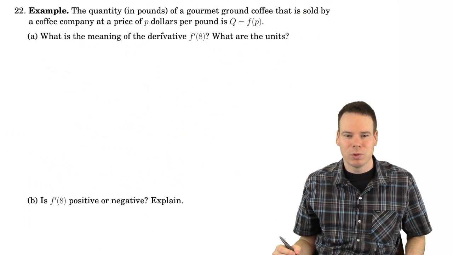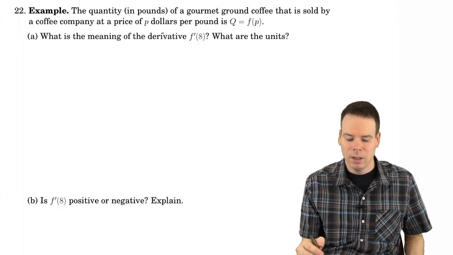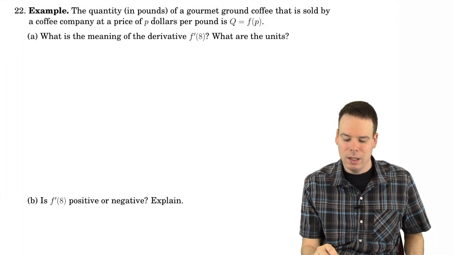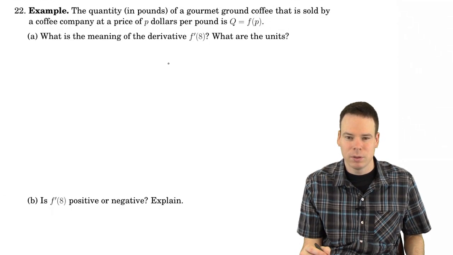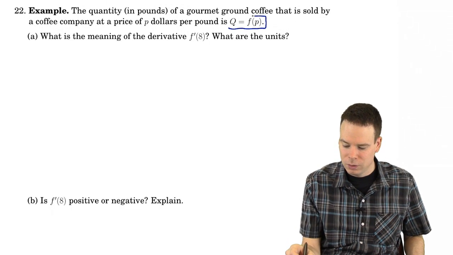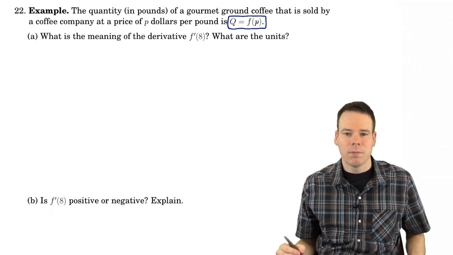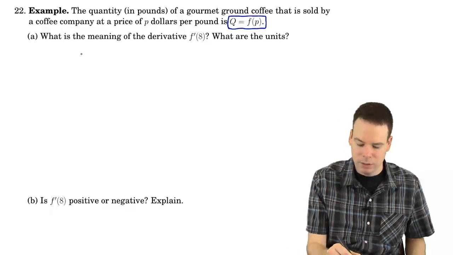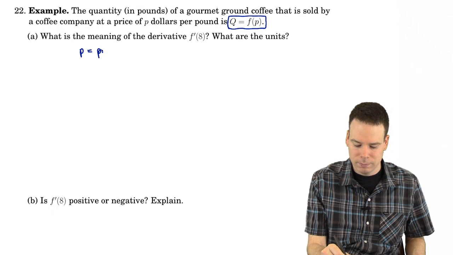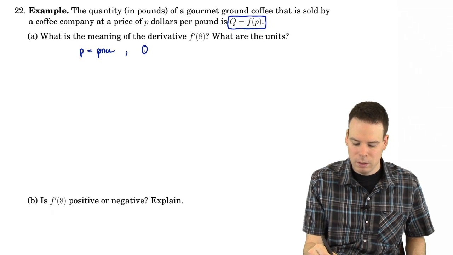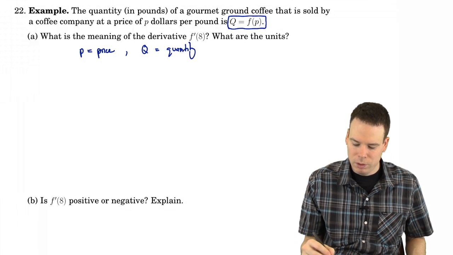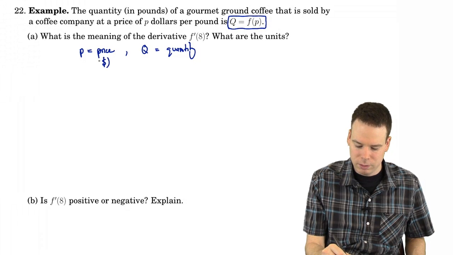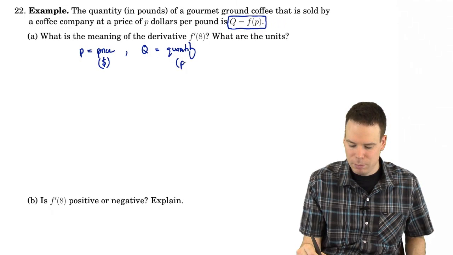This last example comes to us from business and economics. So suppose we have that the quantity in pounds of gourmet coffee that is sold by a coffee company at a price, p dollars per pound, is given by this function. The quantity is some function of p, or price. So here, p is price, q is quantity. The quantity sold. What do we know about these? Well, we know their units. Price is in dollars. What is quantity? That's in pounds.